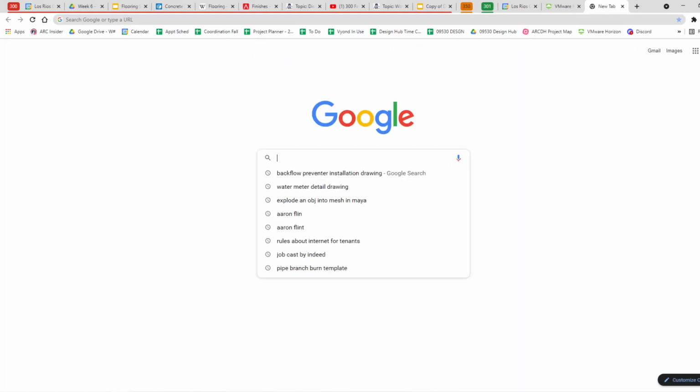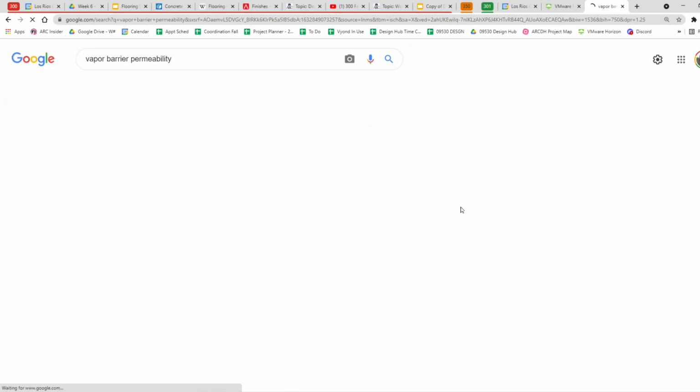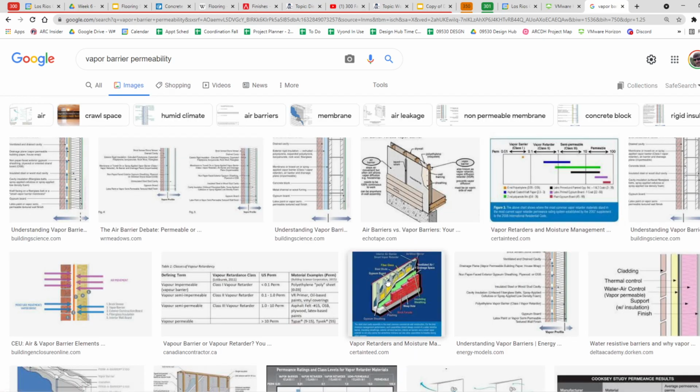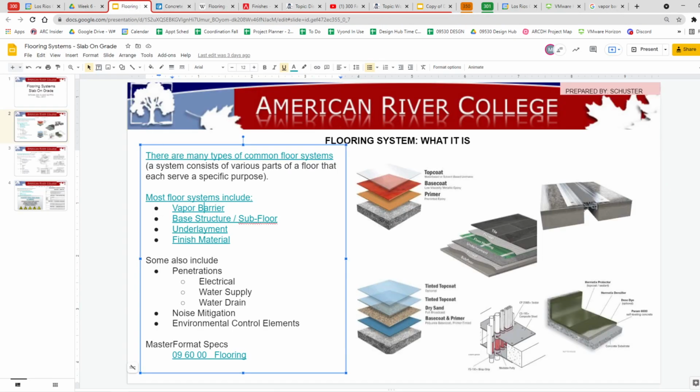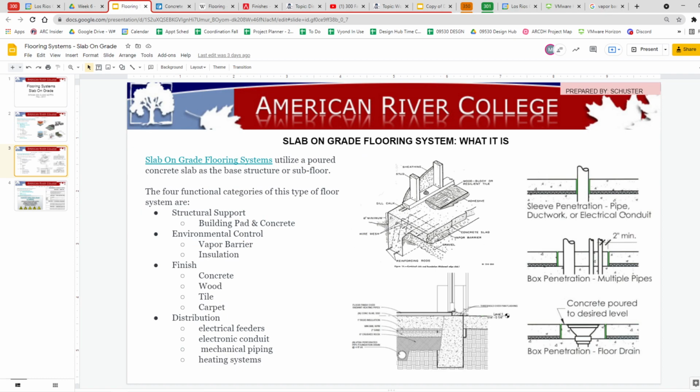Or even just look this up and see what an image might be. Well, there's some images that have something to do with permeability. There it is. Permeance ratings, vapor retardant materials. Wow. So that's what I'm looking for on that. Let's take a look at this one. Slab on grade floor systems utilize a poured concrete slab as the base structure or subfloor. So that's what I'm talking about here. Okay, and here's a couple of ways that you can see it and some penetrations.